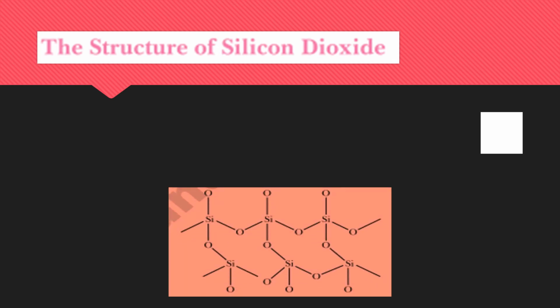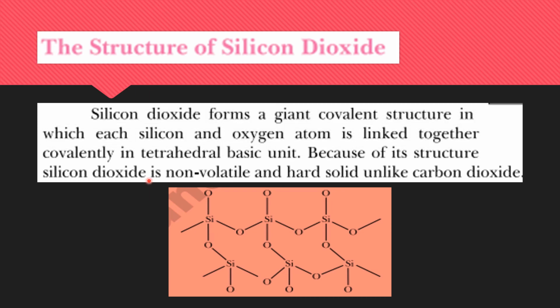Now in the case of the structure of silicon dioxide, we can see here that silicon forms a giant molecular structure. It is attached with 4 oxygen atoms from 4 sides. Silicon dioxide has a giant covalent structure in which each silicon and oxygen atom is linked together and they form a tetrahedral basic unit. And due to this structure, silicon dioxide is non-volatile and hard, while carbon dioxide exists in the form of a gas.